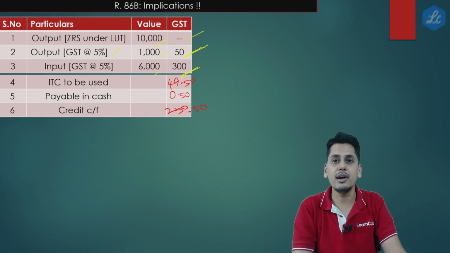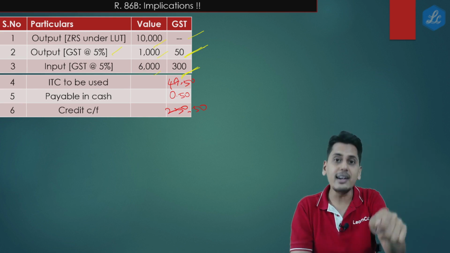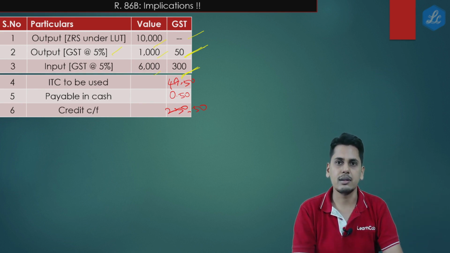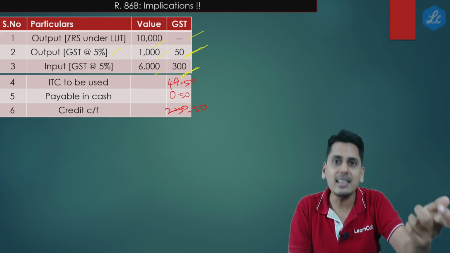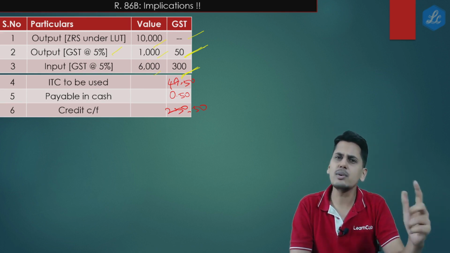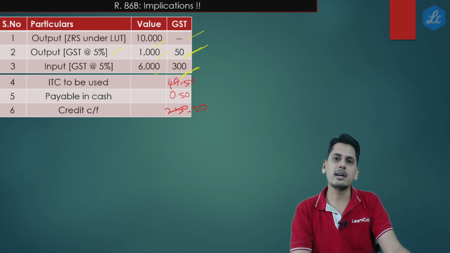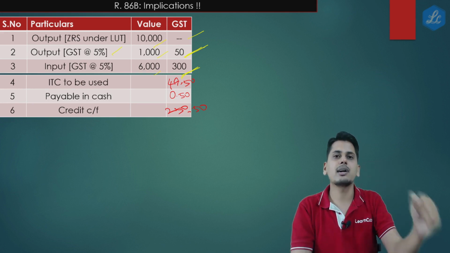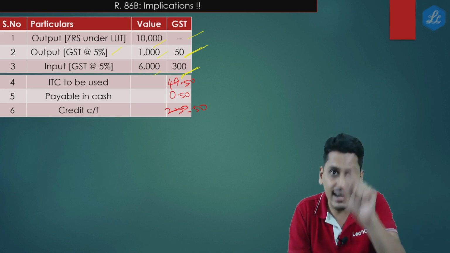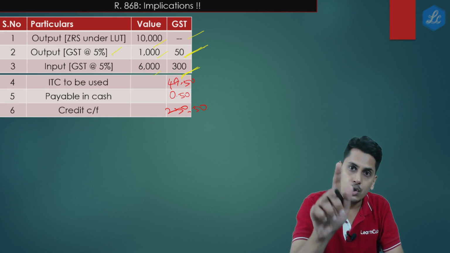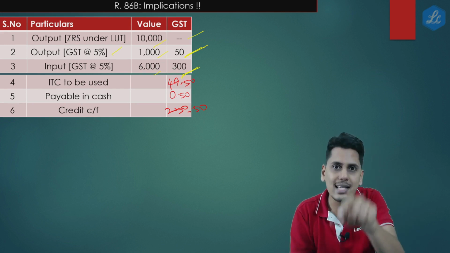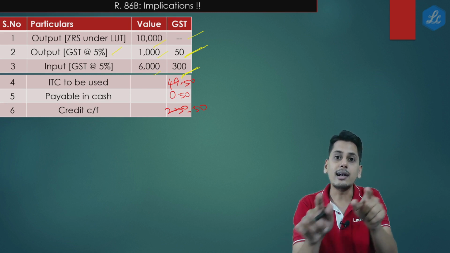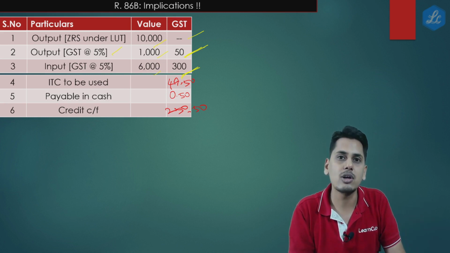But here the case is different. Here, rather than refunding him the accumulated balance of his electronic credit ledger, the government is increasing the balance of his electronic credit ledger. How is the government increasing the balance of his electronic credit ledger? The government has asked him, do not pay your entire liability from the credit ledger. Only to the extent of 99% of the output tax liability, you can use your credit ledger, which means the balance I'll be paying from the cash ledger.